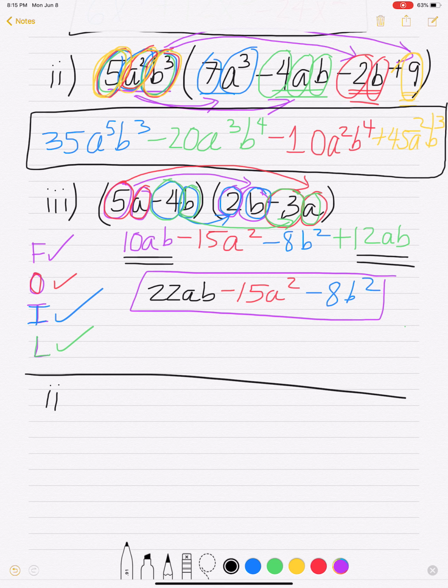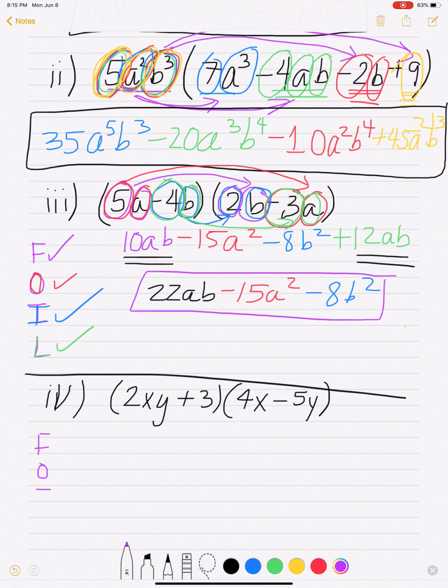Let's do another example where we foil. Let's say we got 2xy plus 3 times 4x minus 5y. Alright, so I'm going to foil. First, outer, inner, last. I'll do this one more quickly.